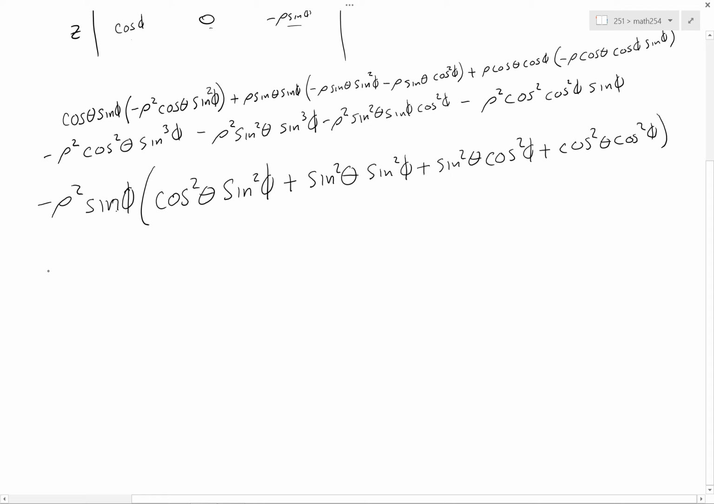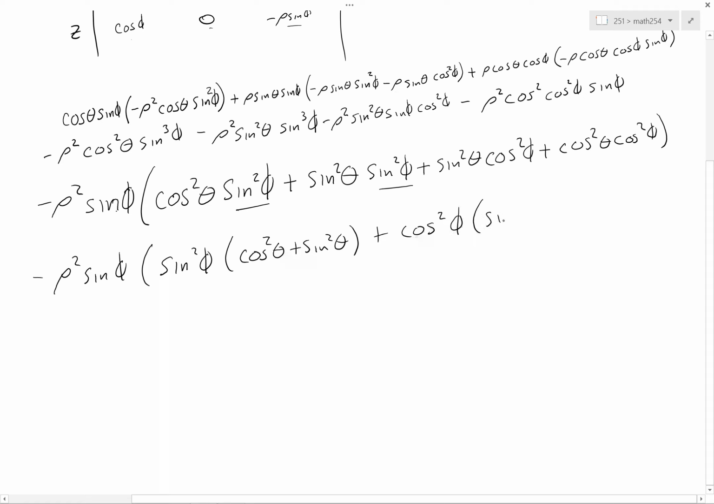Interesting. Let's see what happens here. Let's do something else here. These two have a sine squared of phi in common. So I'm going to do this, sine squared of phi. It leaves me with cosine squared plus sine squared. And these over here have a cosine squared phi in common. I can see my way home now. Whew. This is 1, and that's 1.